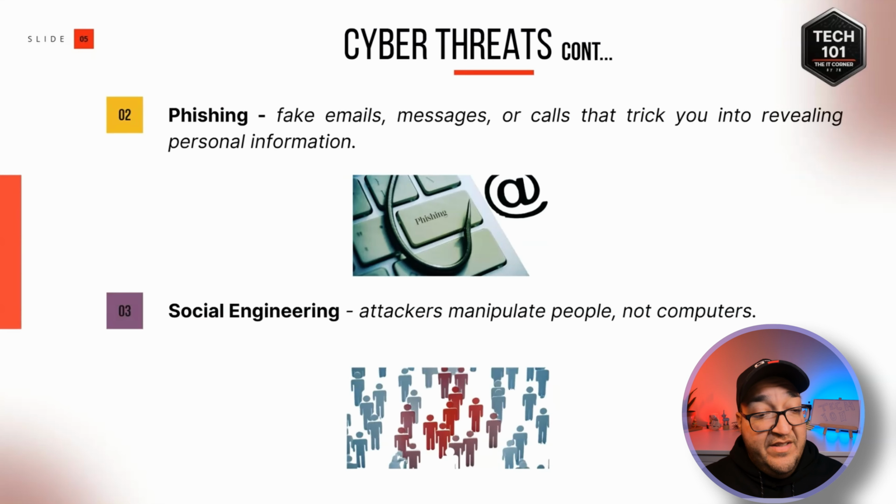So let's continue. The next one is social engineering. This is where attackers target people instead of technology. They use trust, curiosity, or fear to get someone to click a link, download something, or share info that they shouldn't. So they try to manipulate individuals. That's what social engineering does.